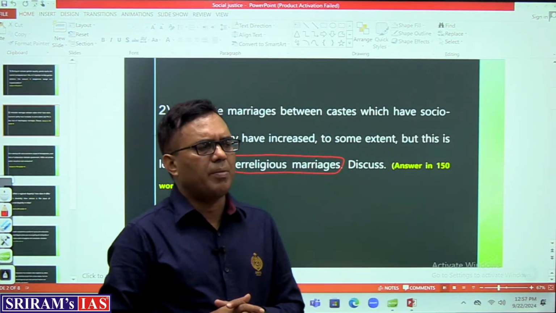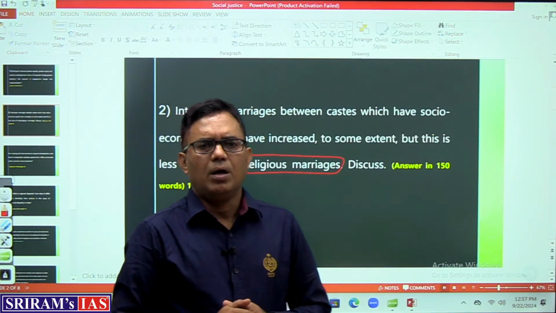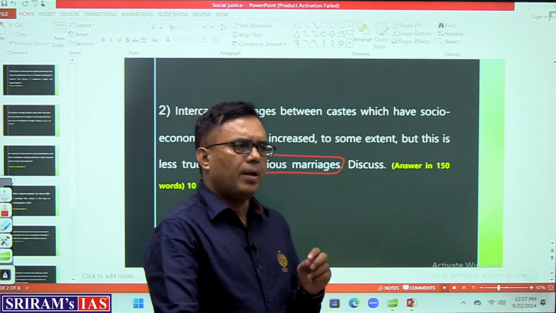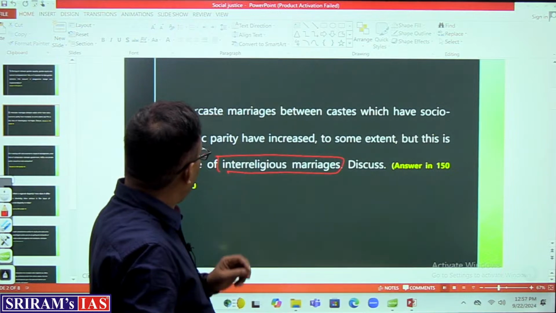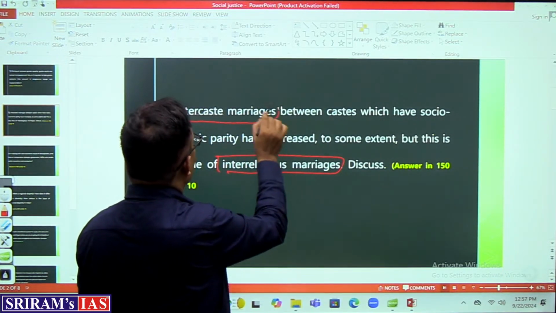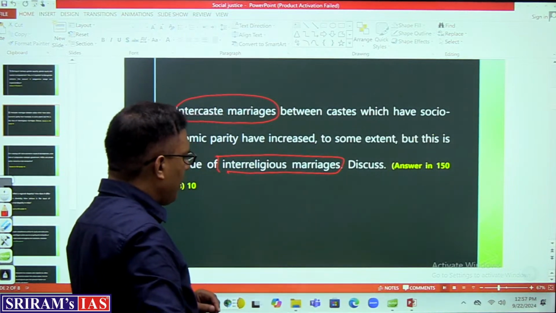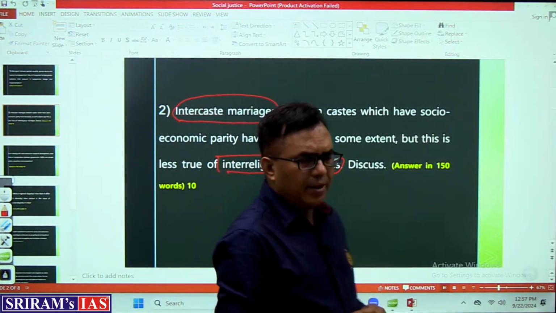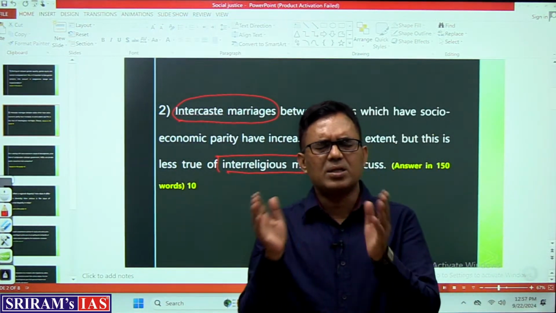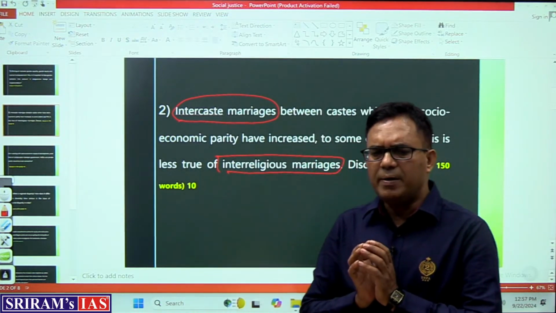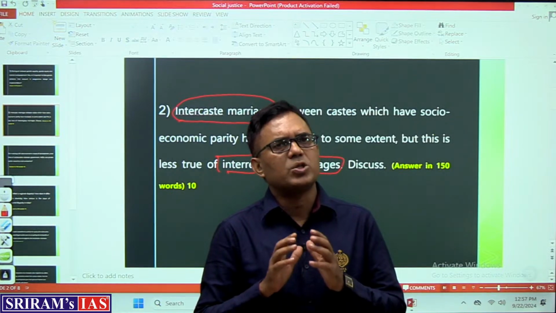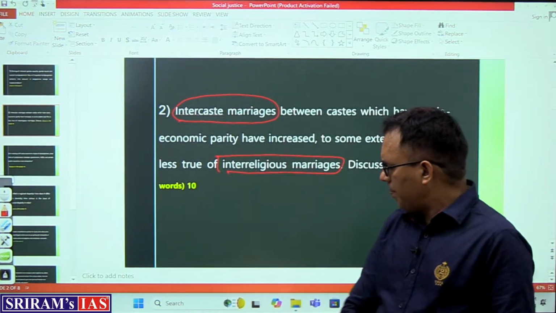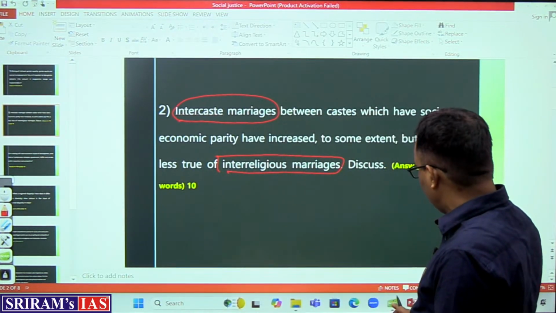Now we have caste endogamy, we have religious endogamy, and we have gotra exogamy. Keeping in mind that part, when we say that interreligious marriage compared to intercaste marriage is less prevalent, why is intercaste marriage less prevalent in our society, and interreligious marriage? Both, the reason being that in a society where cultural norms and values are very strong, both kinds of marriages are discouraged.